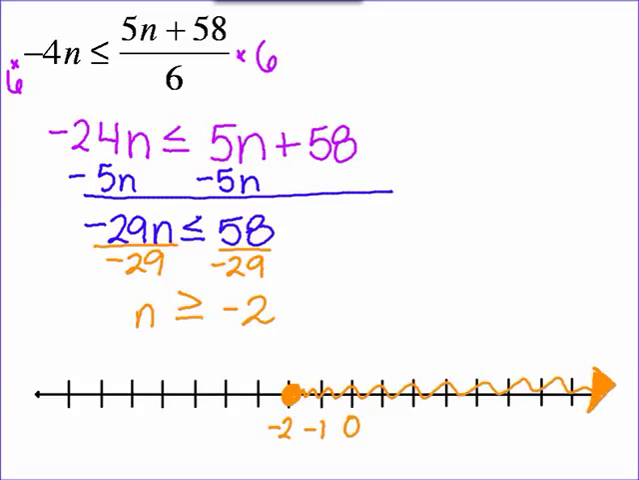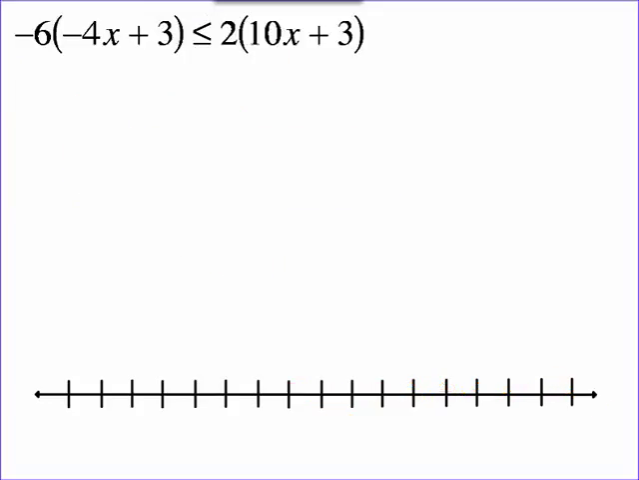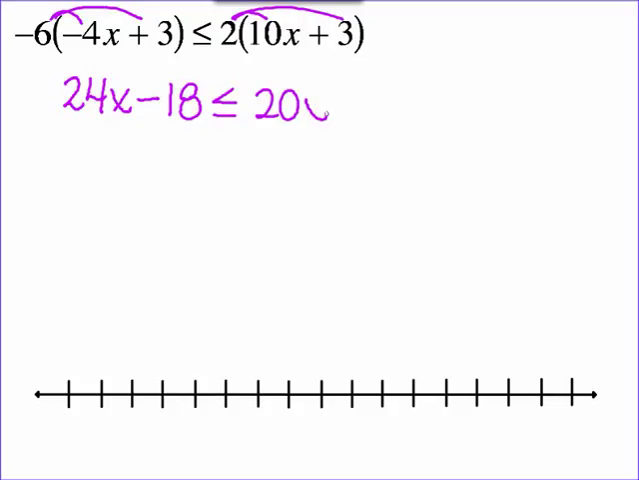Questions? Just about done. Now on this one, what are you going to do? Distribute. Very good. So let's go ahead and distribute. If I distribute here, I get 24x minus 18 is less than or equal to 20x plus 6. Okay, think we could finish that one? Okay, let's go ahead and look at the next one then.